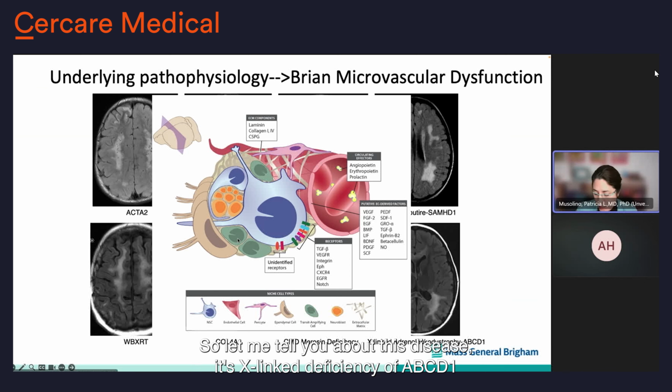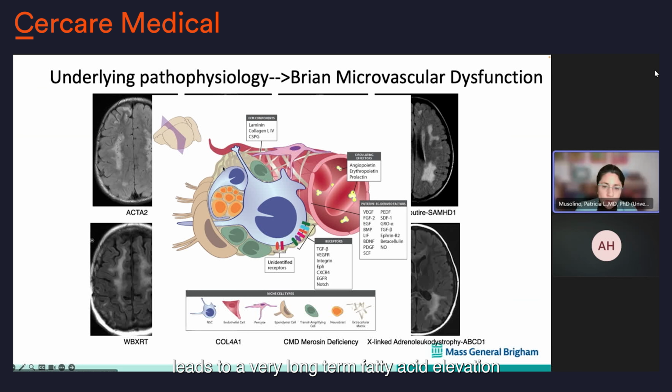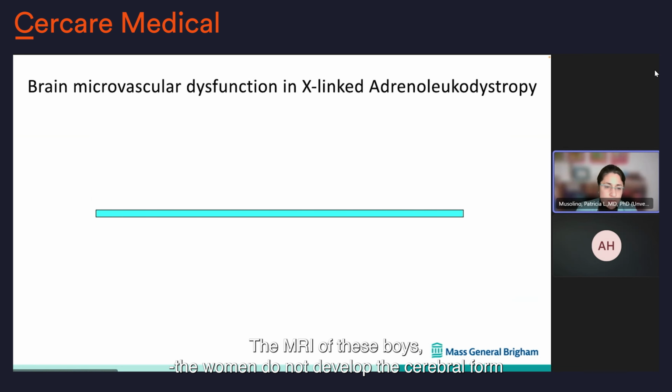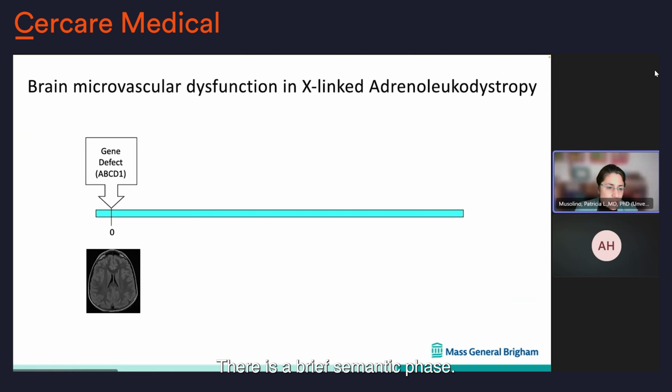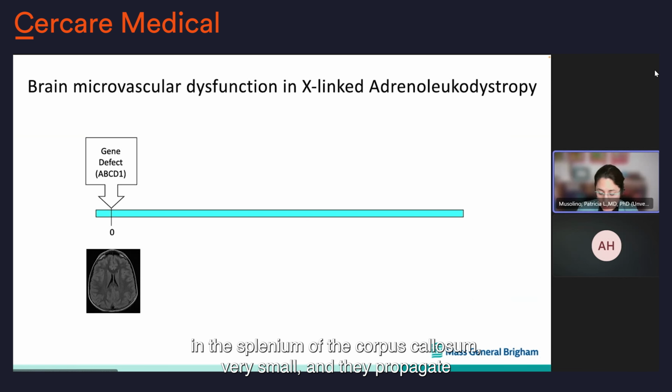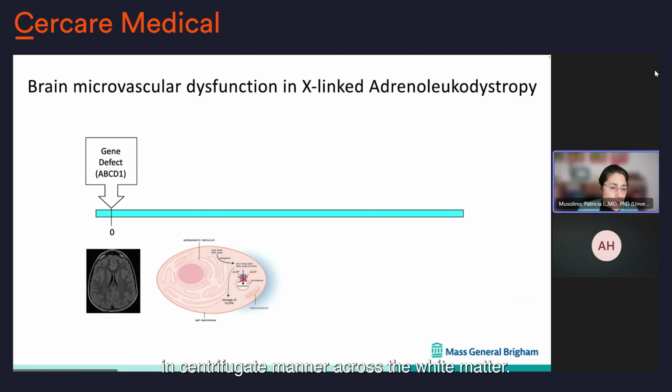So let me tell you about this disease. It is X-linked. The deficiency of ABCD1 leads to very long-chain fatty acid elevation because the peroxisome is not able to process them. The MRIs of these boys are normal at birth. The women do not develop the cerebral form that I'm going to be talking about. There is a pre-symptomatic phase. They start with characteristic typical lesions in the splenium of the corpus callosum, very small, and they propagate in a centrifugal manner across the white matter.